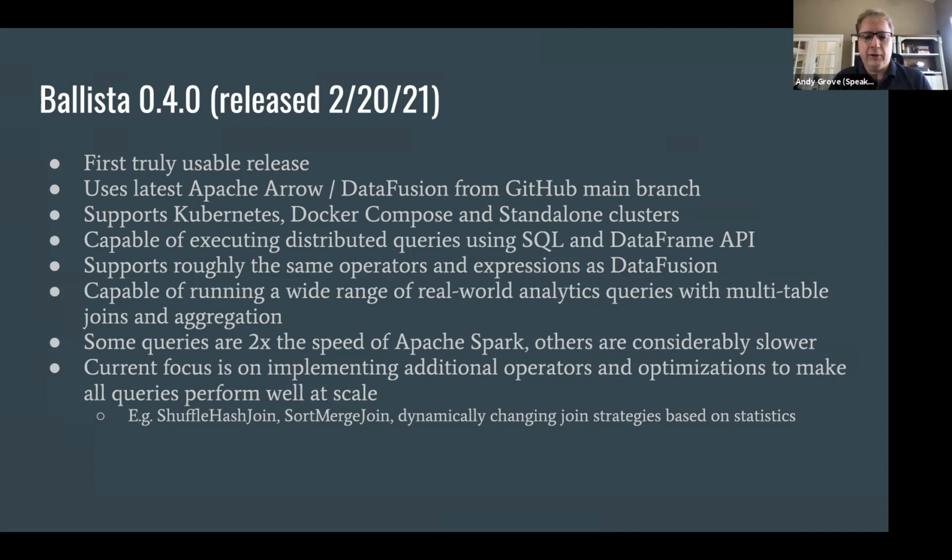And to really make this work well, we know that we have to do some work to implement more scalable join algorithms, for example. So things like shuffle hash join, basically partitioned hash joins.